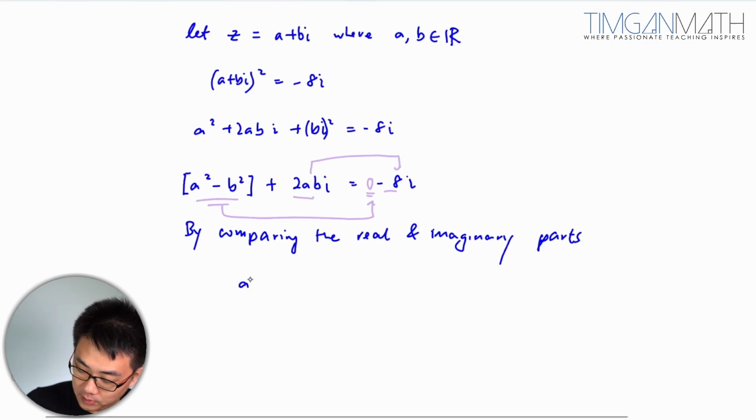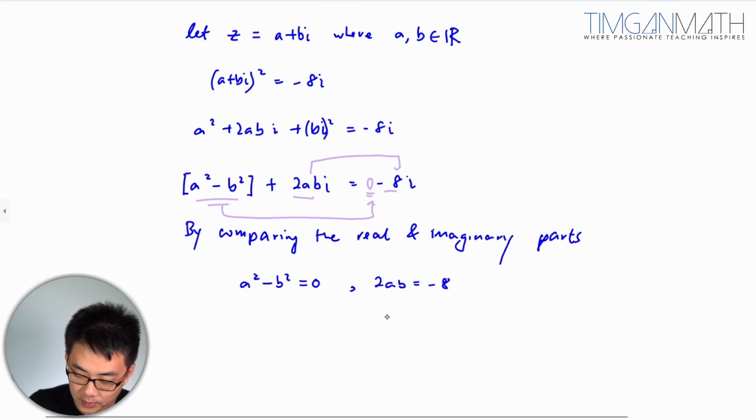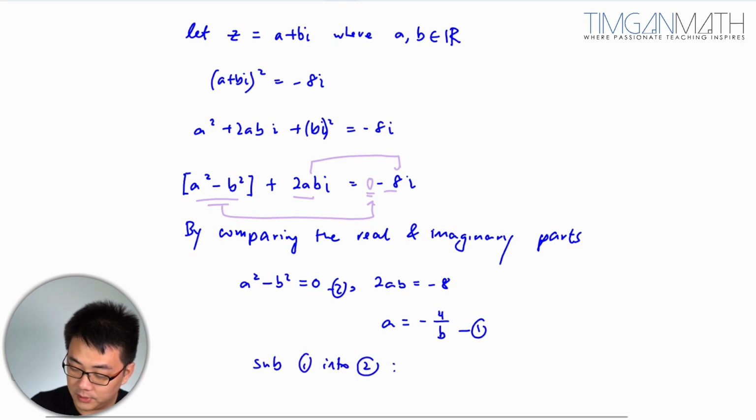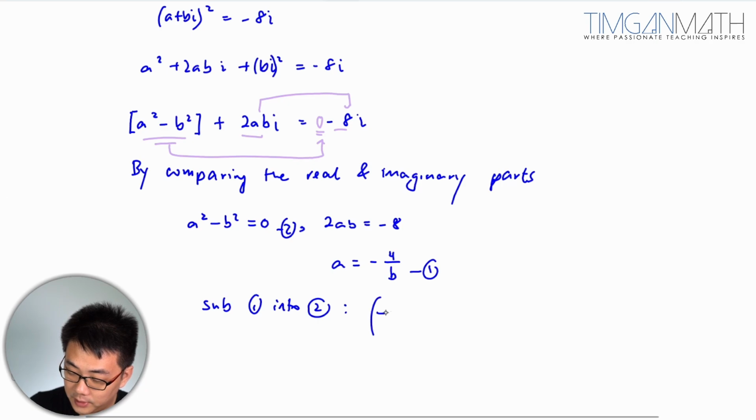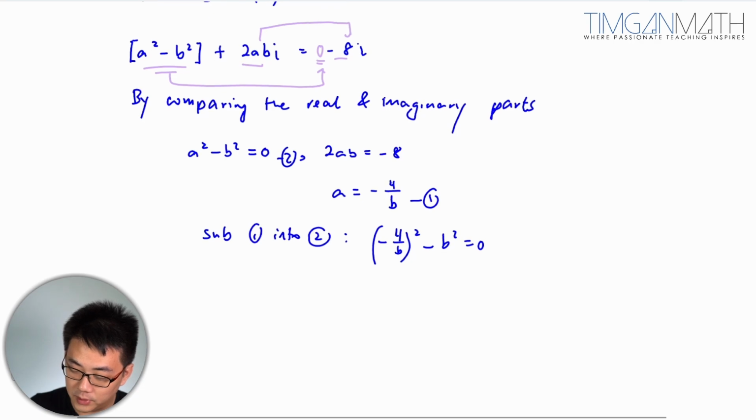Once this is done, you should be able to solve this fairly quickly. So 2ab equals minus 8, so a equals negative 4 over b. I'll just substitute this into equation 2. Substituting 1 into 2, we get negative 4 over b, squared, minus b squared equals 0. I'm just going to quickly solve this. So this is 16 over b squared minus b squared equals 0.